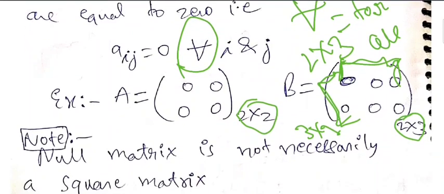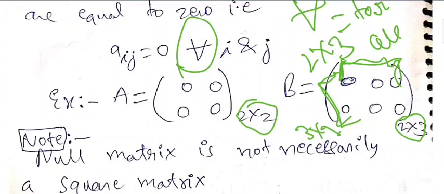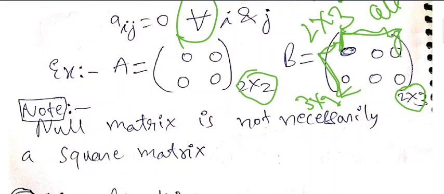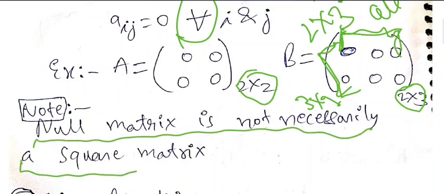No one can ask why this convention was chosen. It is not a question worth asking. So you have to note this very well: a null matrix is not necessarily a square matrix. Students get confused over here. I have seen a lot of students making this mistake, that they consider a null matrix to be a square matrix only, but it is not compulsory, as is evident over here.